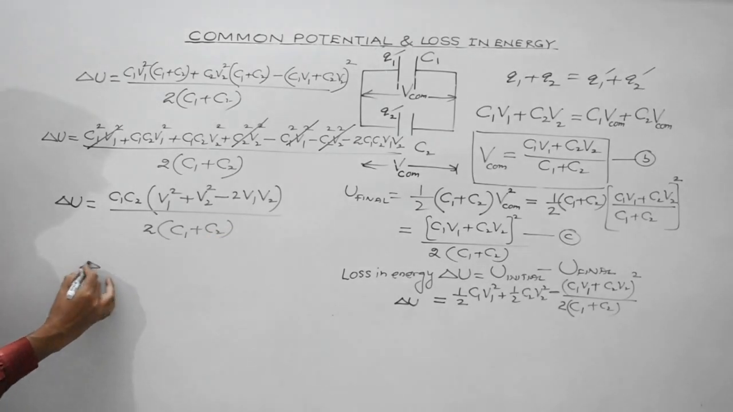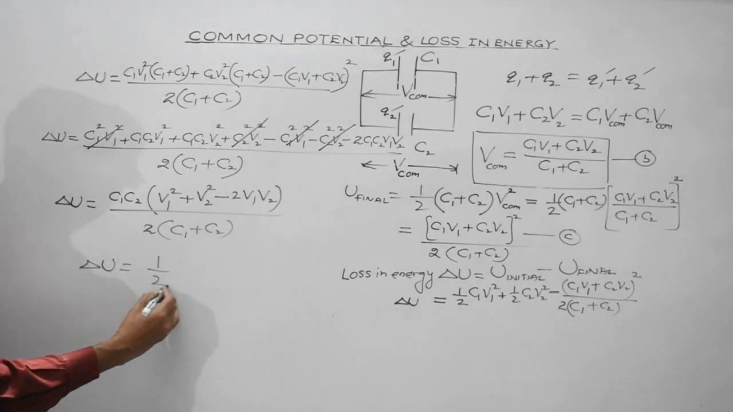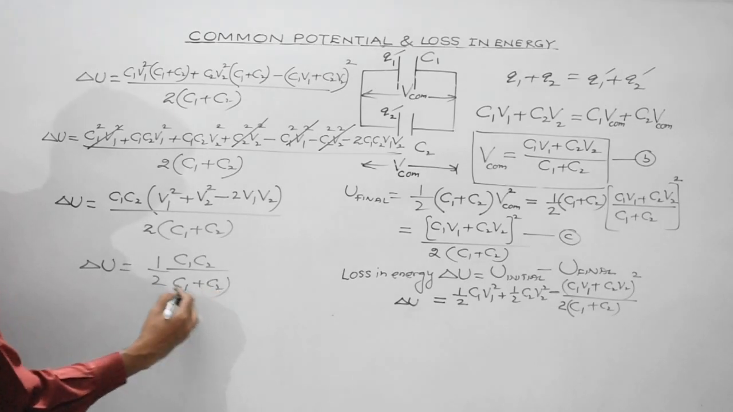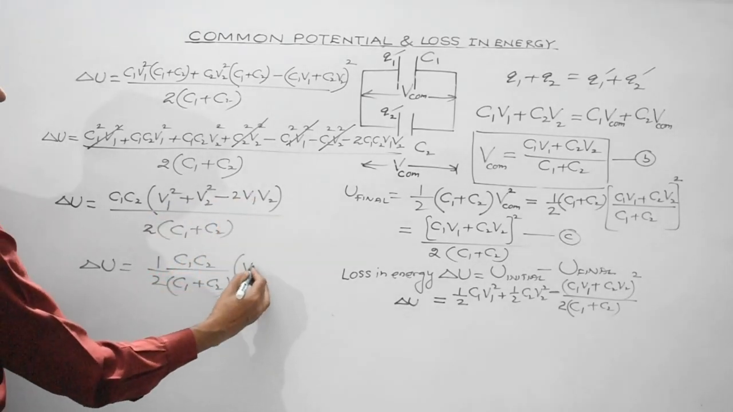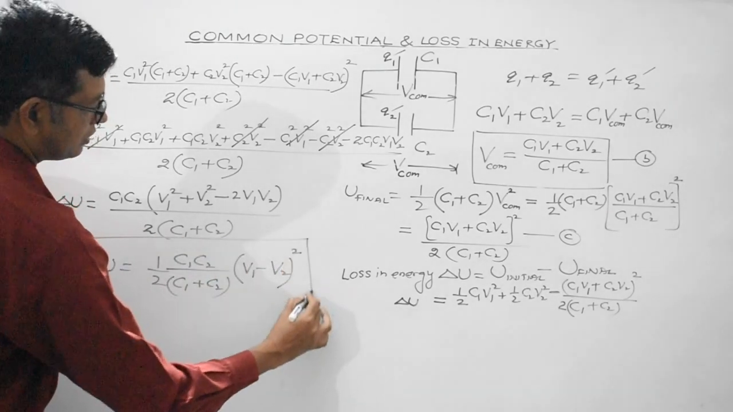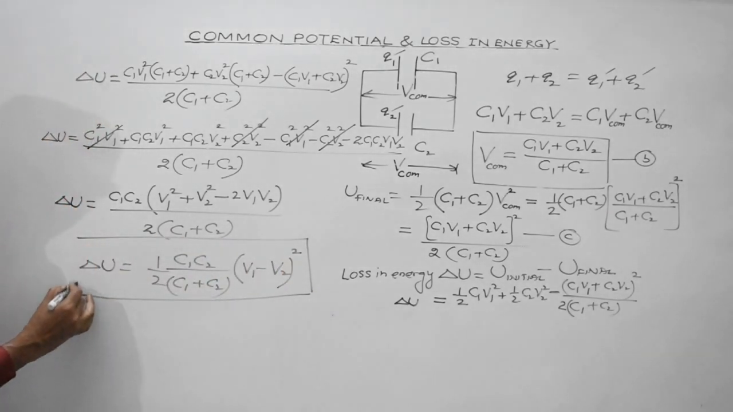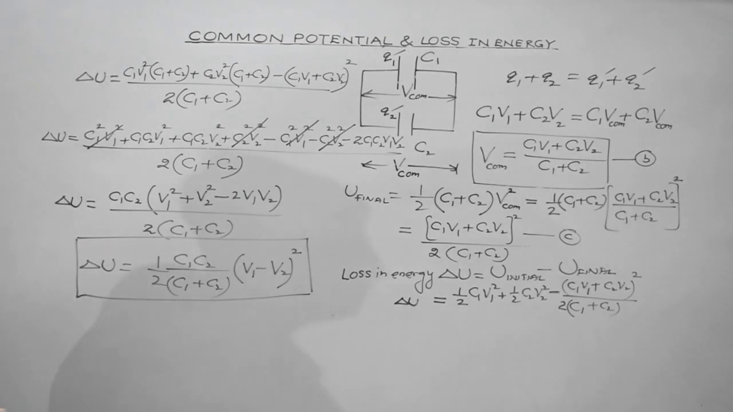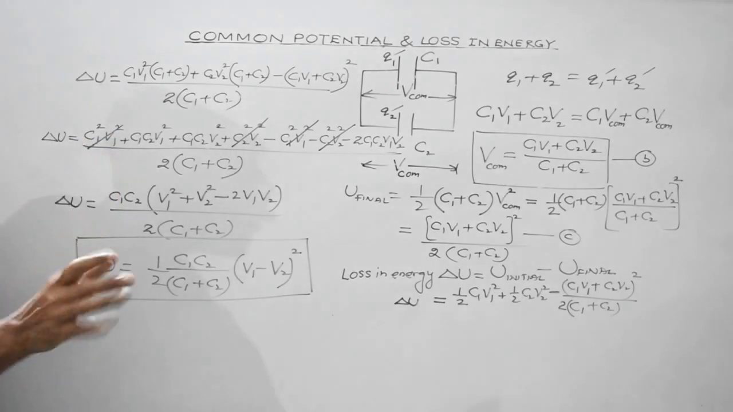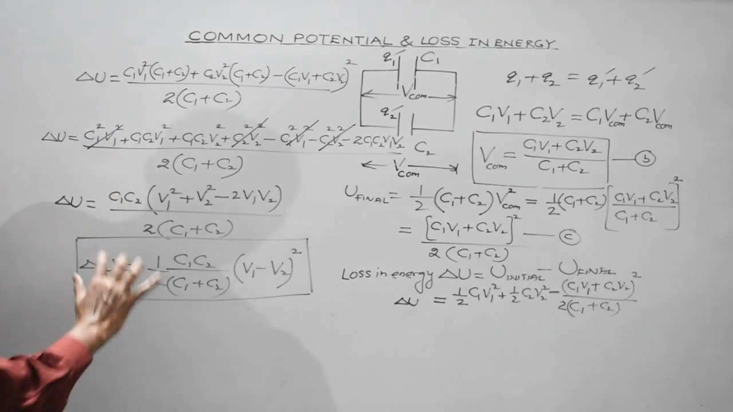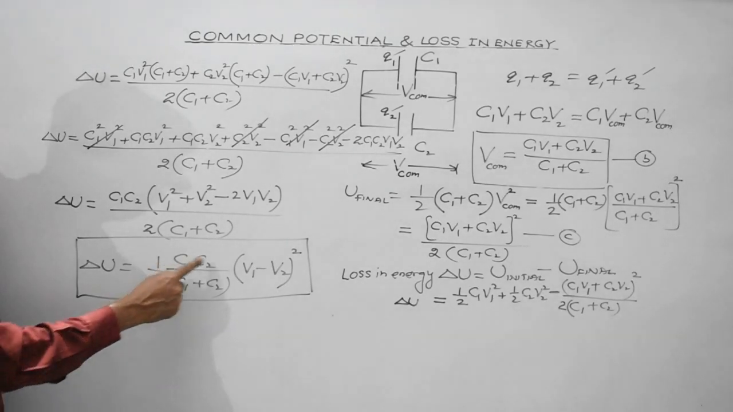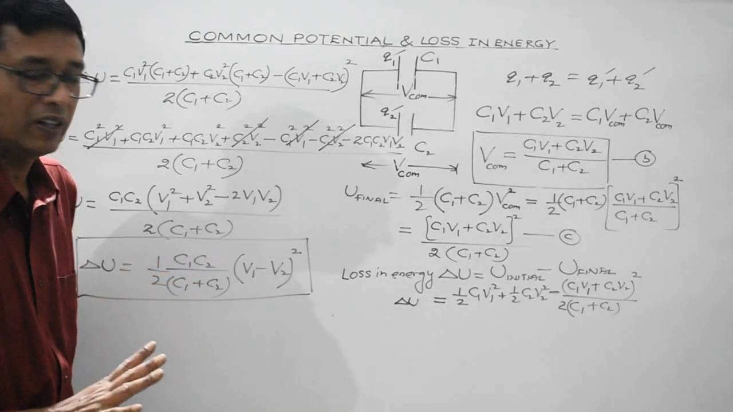Okay, last term. Half C1 C2 divided by C1 plus C2 can be written in this manner, multiplied by (V1 minus V2) whole square. This is the expression for the loss in energy when the two capacitors are connected together. Now observe this particular formula. Capacitance of a capacitor can't be negative, right?